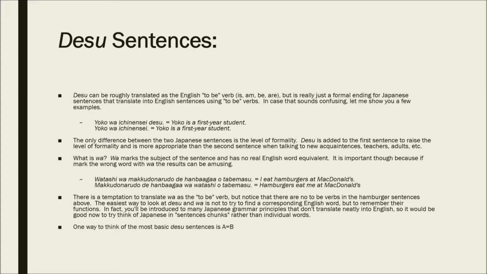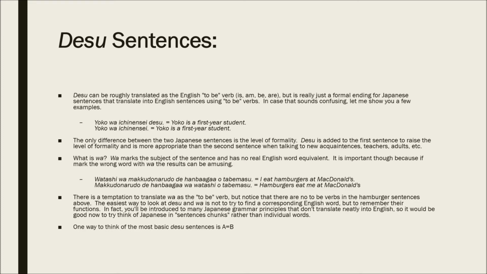For example, if I say Todd is a football player, is is the main verb in the English sentence. It's the only verb in that English sentence. And it's saying Todd equals football player. All right. Yoko wa ichinensei desu. That means Yoko is a first-year student. But if I say Yoko wa ichinensei, it still means Yoko is a first-year student. The difference between the two sentences is the level of formality. Desu just makes it more formal.